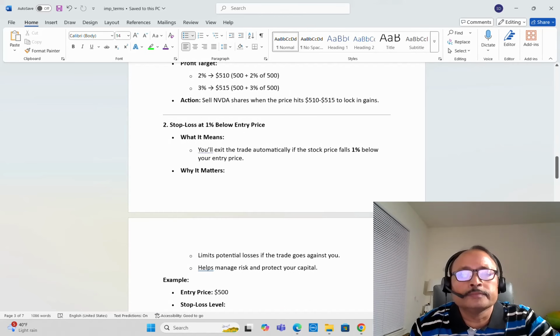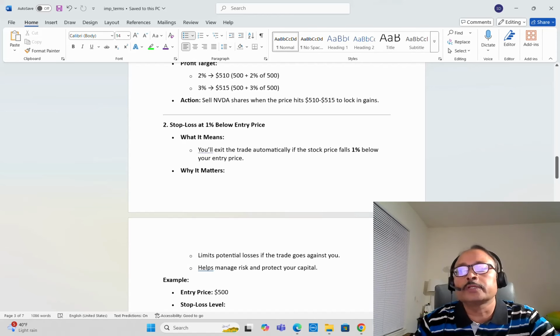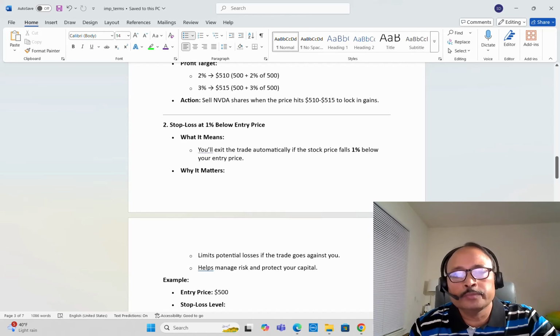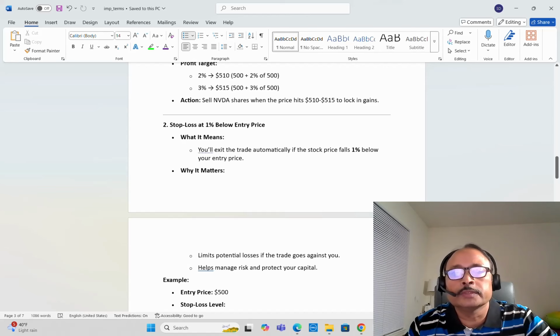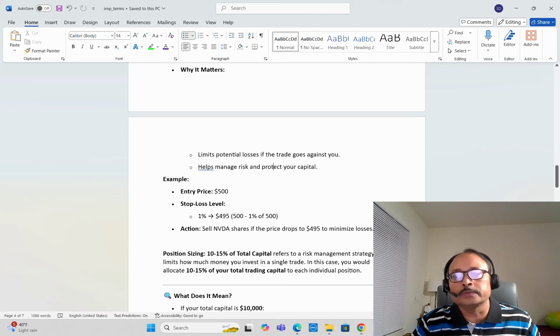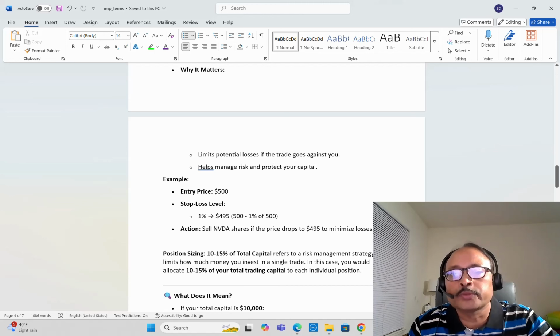Then there is another important term called stop loss, 1% below the entry price. That means you will exit the trade automatically if the stock price falls 1% below your entry price. So you bought the stock at a certain price, and if it falls 1% below that, that is the time you should exit the trade immediately. You should sell your stock. Why it matters? It limits the potential losses if the trade goes against you, so you won't lose money further. You can immediately exit. It helps manage risk and protect your capital.